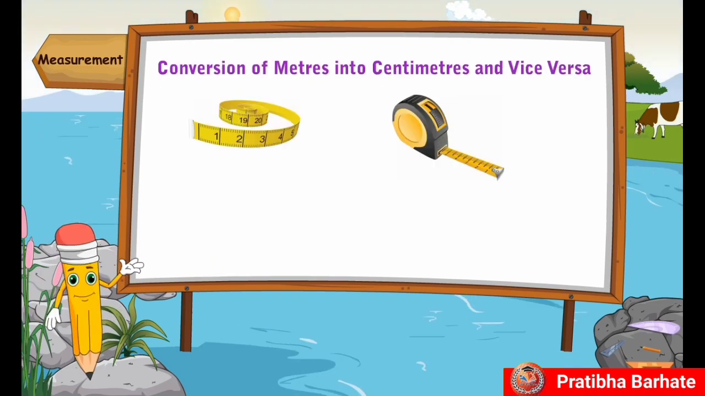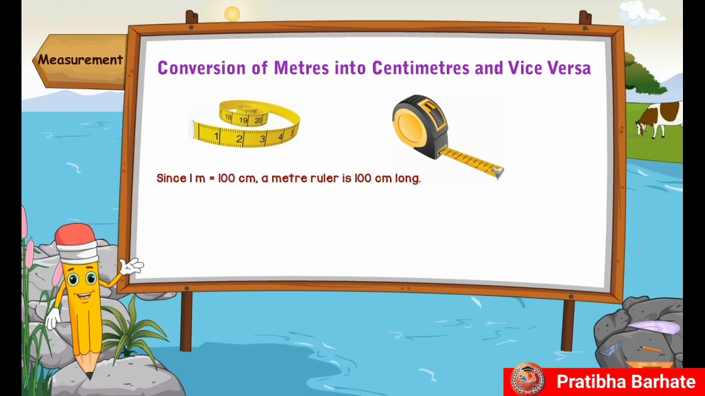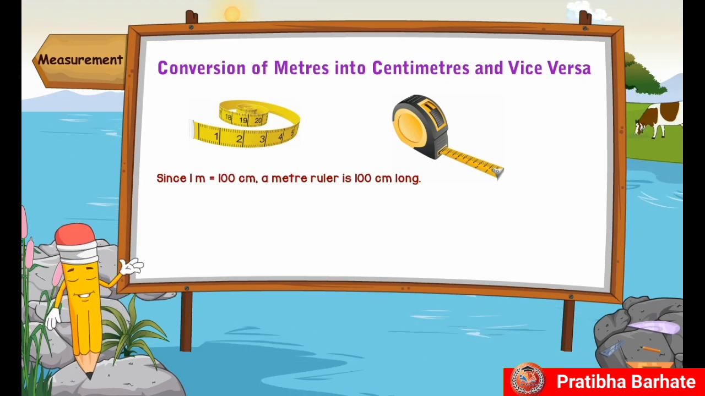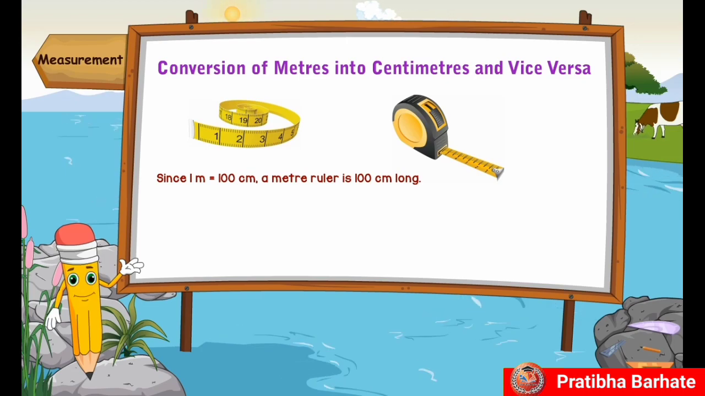To measure lengths more than 15 centimeters, we use a bigger ruler called a meter ruler. A measuring tape is of the same length as a meter ruler. So, it can also be used to measure bigger lengths. Since 1 meter is equal to 100 centimeters, a meter ruler is 100 centimeters long.